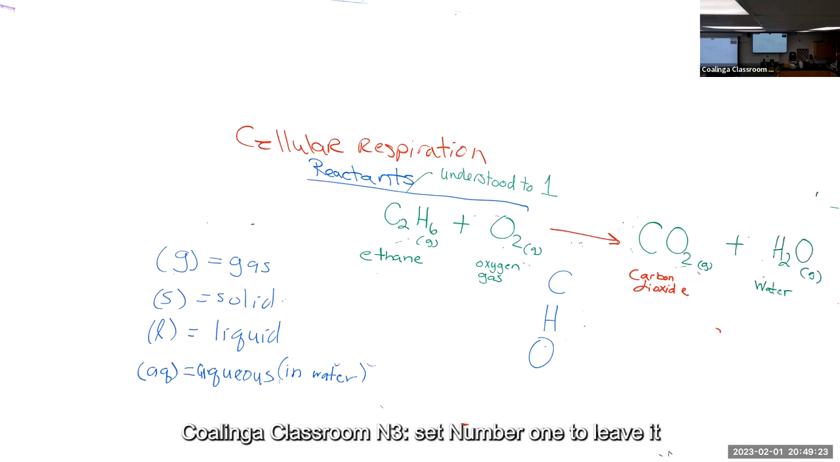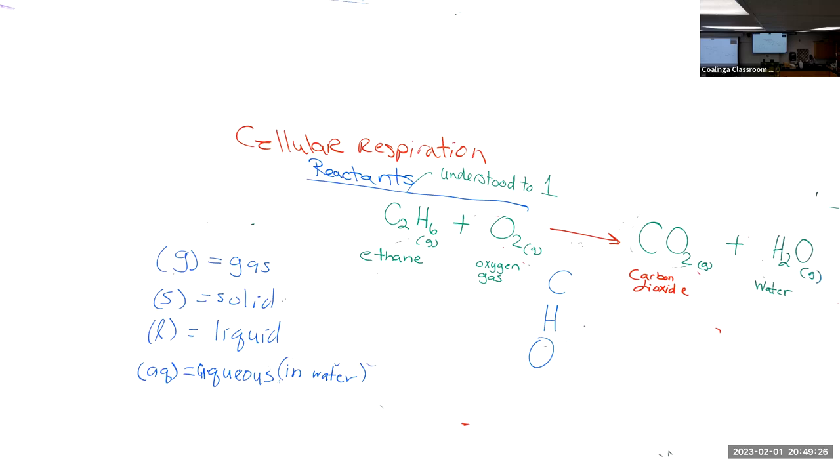Step number one, Kalinga. Write down my elements. I already have them written down. Carbon, hydrogen, oxygen. Okay. Step number two. Mark down. Okay, so let's figure out how much we have on our reactant side.